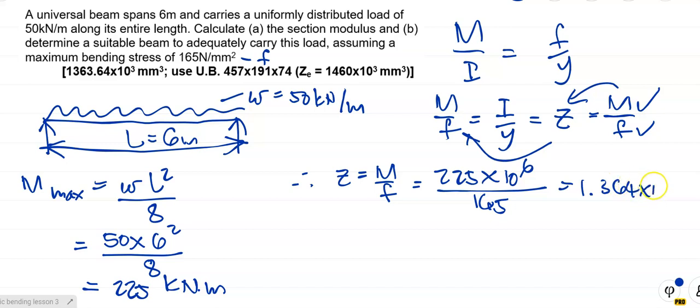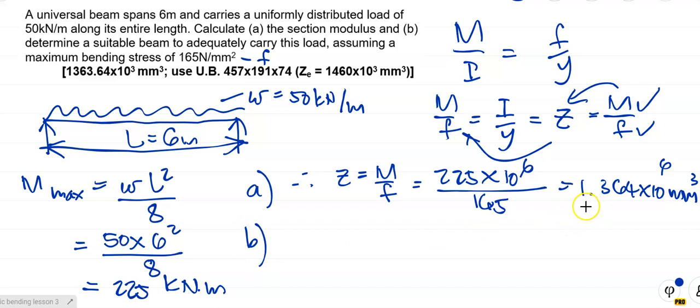1.364 times 10 to the power 6. And what's the units for section modulus? Yes, millimeters cubed. There we go. Still the same. It's cubed. It's not the volume, but it's cubed. Right. Now, I'm going back to the question. It says calculate the section modulus, and now there's part A. Now we've done it. Part A is done.